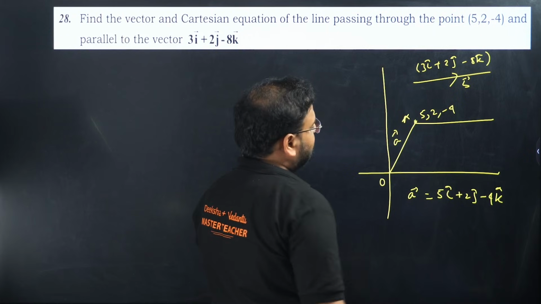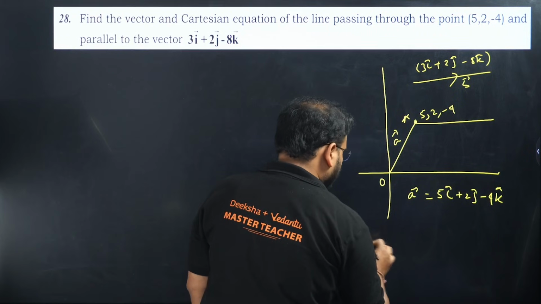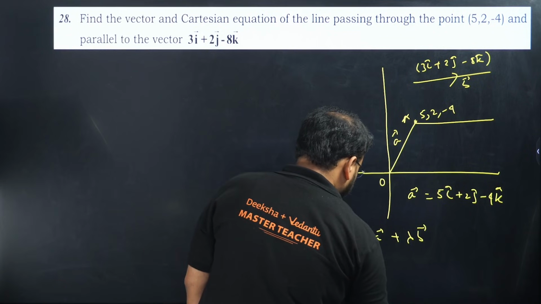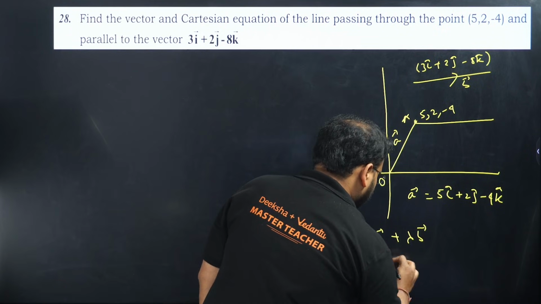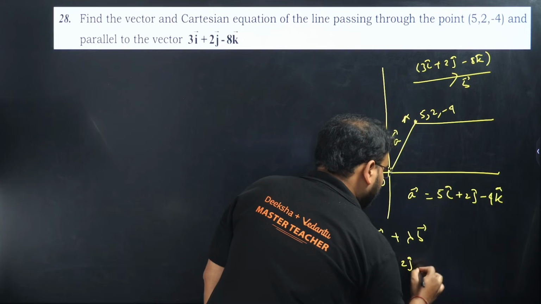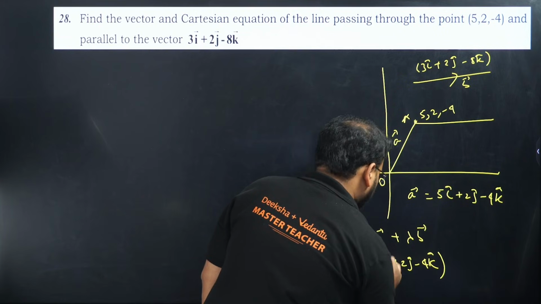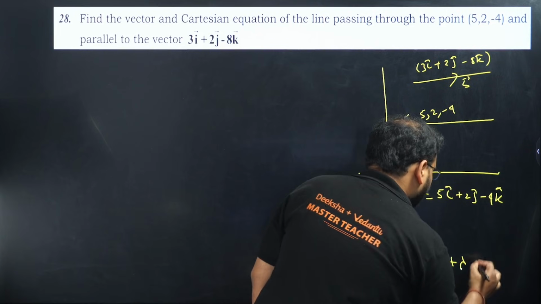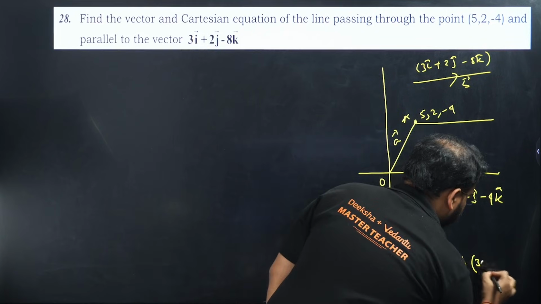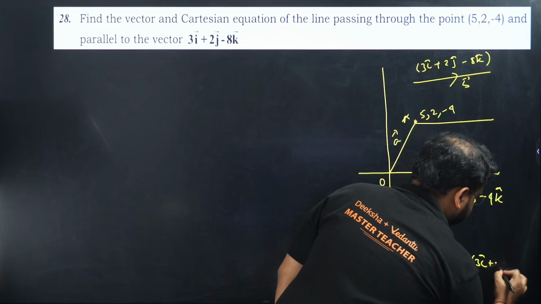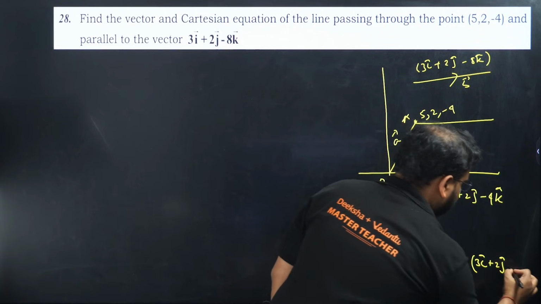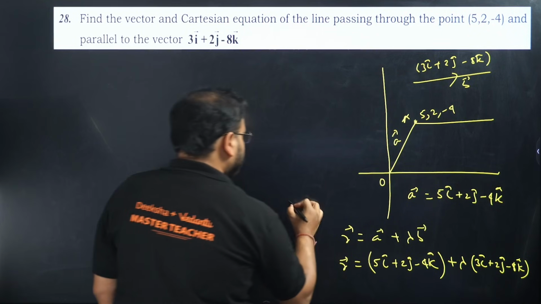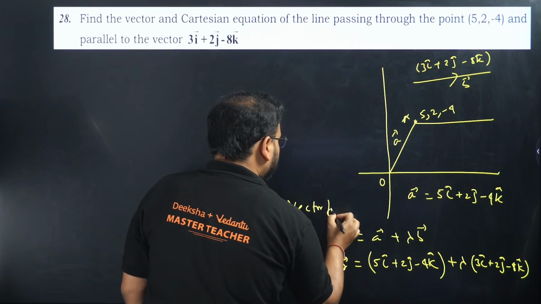So if you're looking for your vector form, you'll have the answer as r equals vector a plus lambda times vector b. So vector r will be given by 5i cap plus 2j cap minus 4k cap, which is the position vector of the point where it is passing through, and the parallel vector lambda times this vector, 3i cap plus 2j cap minus 8k cap. This is your vector form.